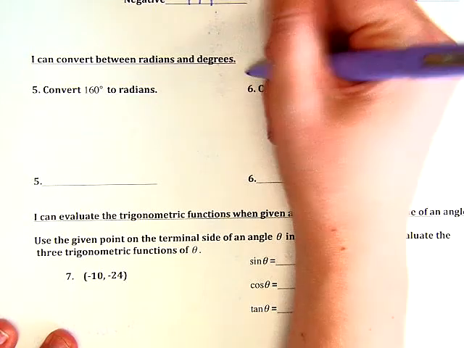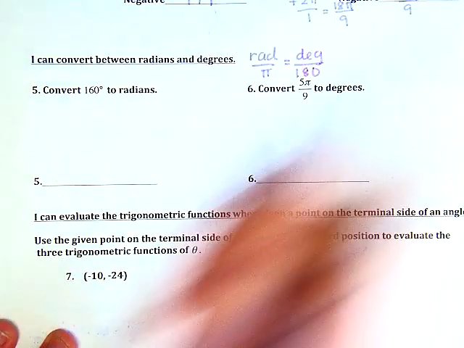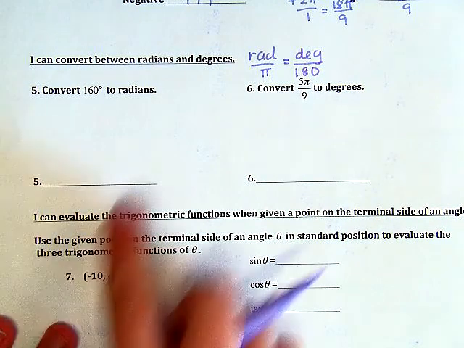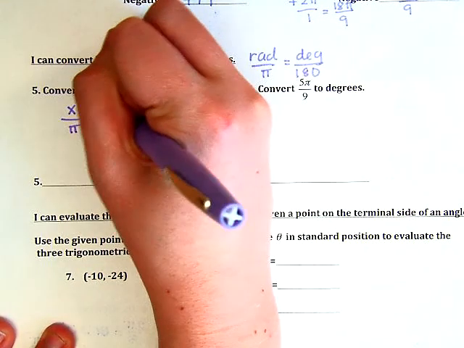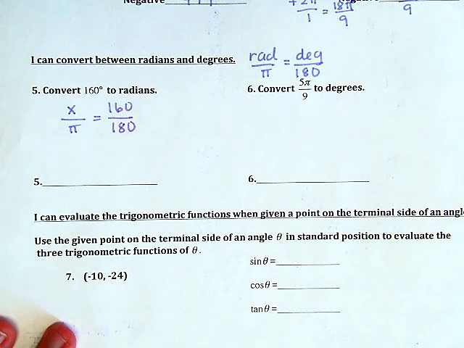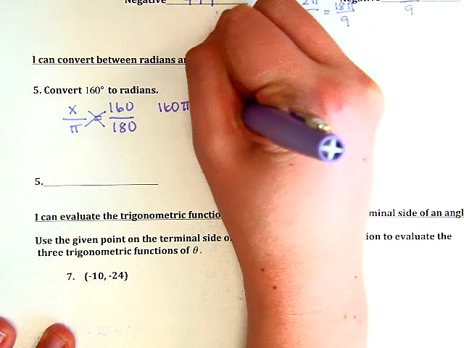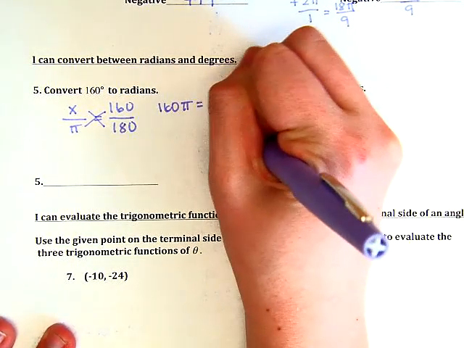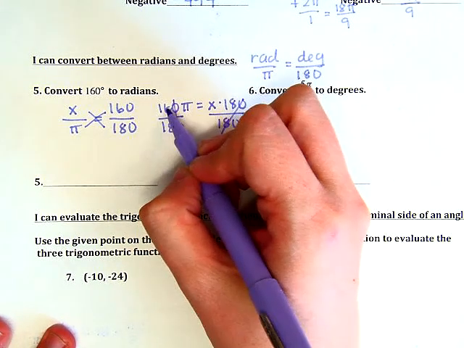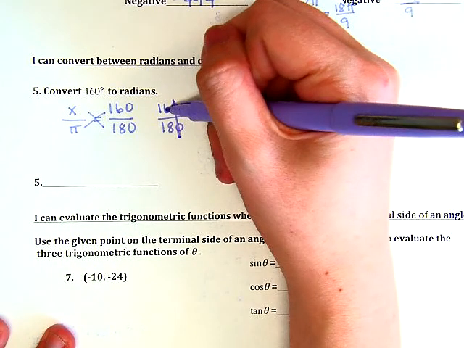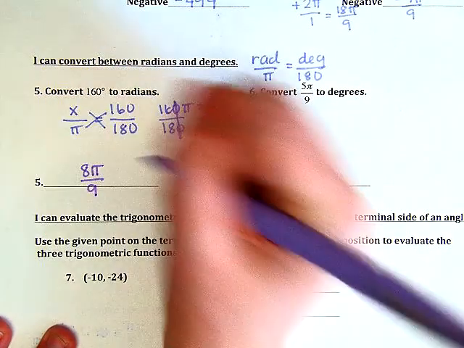Convert between radians and degrees. There you got that formula. Radians over pi equals degrees over 180. That formula right there. So here, this is degrees, so that gives me there. So I'm looking for radians equals 160 over 180. To solve this, I'm going to cross multiply. 160 times pi equals x times 180. Divide by 180. And all I want to do here is simplify. So I'm going to cross off the zeros, and then I'm going to simplify. I'm going to divide by 2 here. Gives me 8 over 9. So 8 pi over 9.